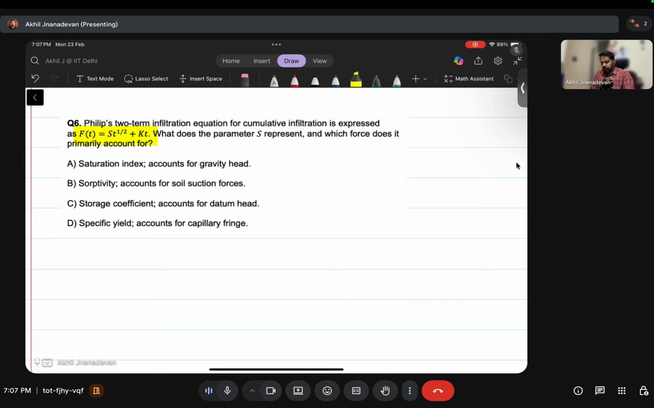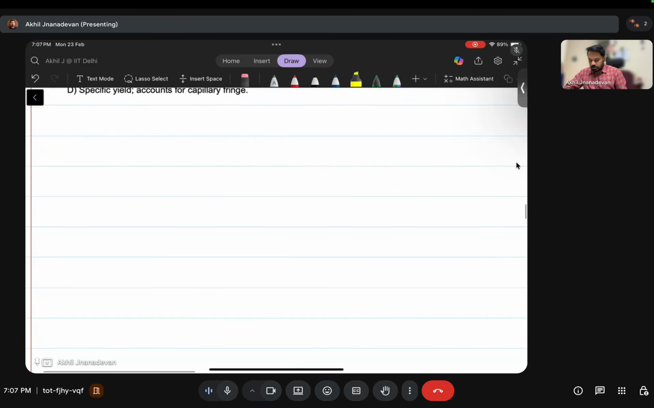What does S represent? We need to see what the parameter S represents in this particular equation. Which forces does it primarily account for? Which force does that particular term, the second term, account for? So basically, let's look into the Philip equation.